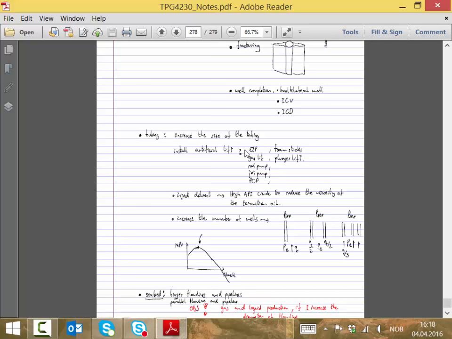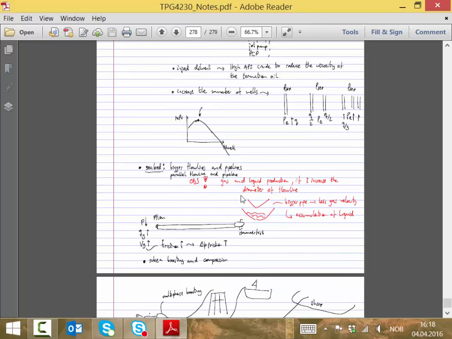Then we said we can install all kinds of things in the well. We can put an ESP, gas lift, rod pump, jet pump, progressive cavity pump. We can inject diluent. We can put gas lift, plunger lift, but all the time taking into account the economy.